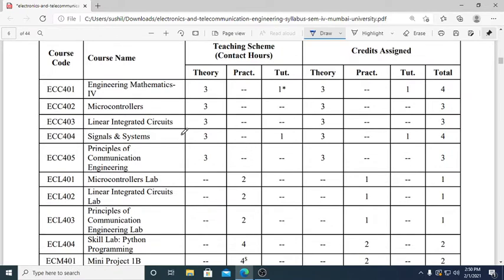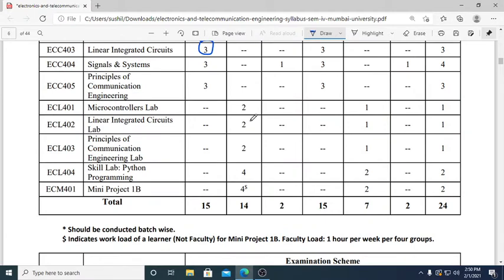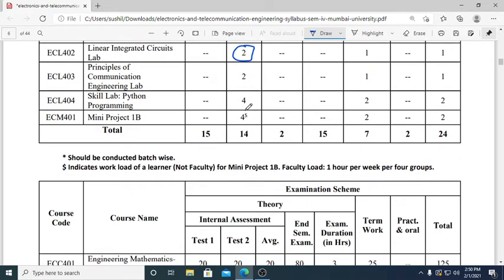I am dealing with your linear integrated circuit theory as well as practical. You will have three lectures, and you will also have a practical session of 2 hours in a week. I am also dealing with your mini projects.